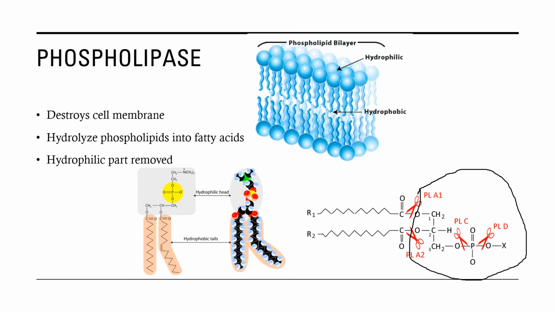Once this layer is cut off, the cell membrane starts to degrade, and it allows the cell to degrade as well. Organelles and cytoplasm can start leaking out once a significant number of the phospholipid bilayer is degraded.